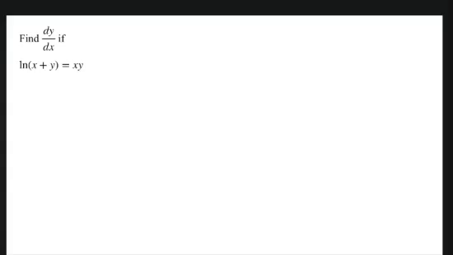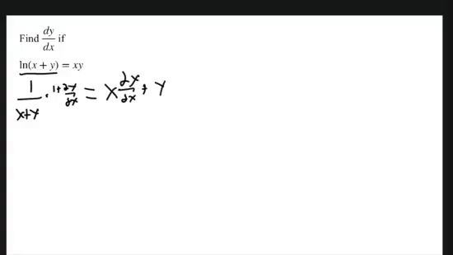Okay, so this one has a logarithm, so we'll need the chain rule again. So we're going to differentiate both sides. The derivative of ln u is 1 over u times the derivative of u. So we get 1 over x plus y times 1 plus dy dx equals x dy dx plus y. So now let's solve for dy dx.